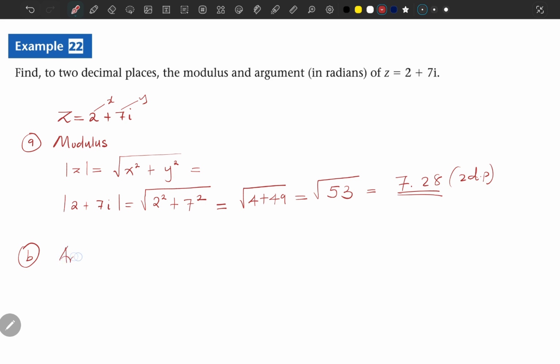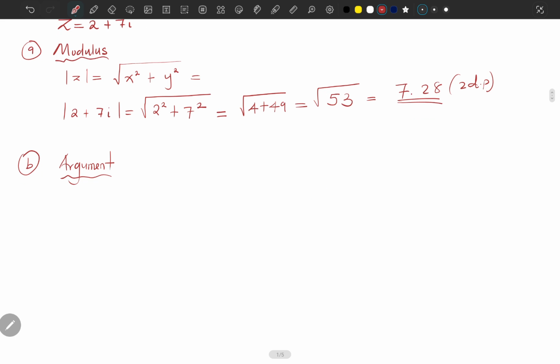The argument is the angle, actually. The argument is the angle. And the argument of any vector is given by theta is equal to tan inverse of the y component over the x component of that particular complex number that you're dealing with.